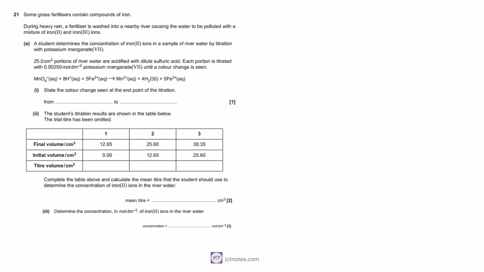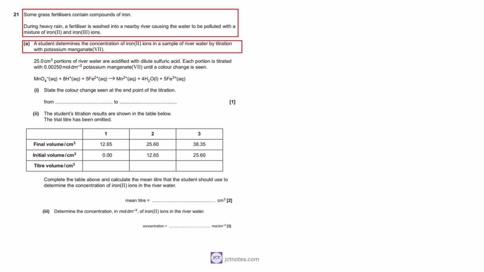Question 21 is about grass fertilizers containing compounds of iron washed into a nearby river, causing the water to be polluted with a mixture of iron 2 and iron 3 ions. In Part A, a student determines the concentration of iron 2 ions in a sample of river water by titration with potassium manganate 7. The student uses 25 cubic centimeter portions of river water acidified with dilute sulfuric acid. Each portion is titrated with 0.0025 molar potassium manganate 7 until a color change is seen. We are provided with the equation of the titration reaction.